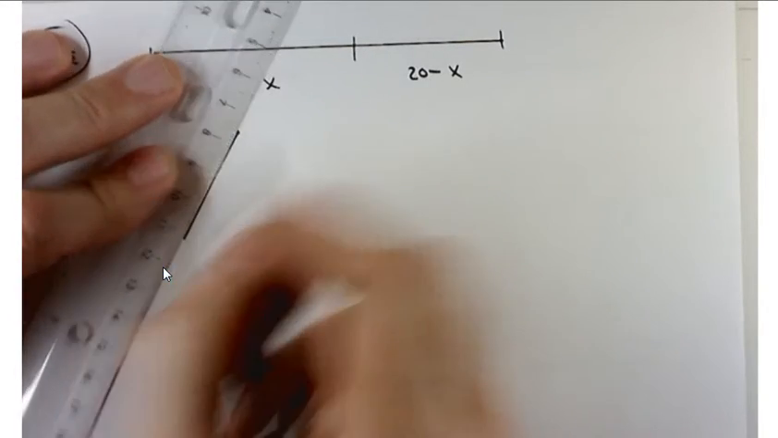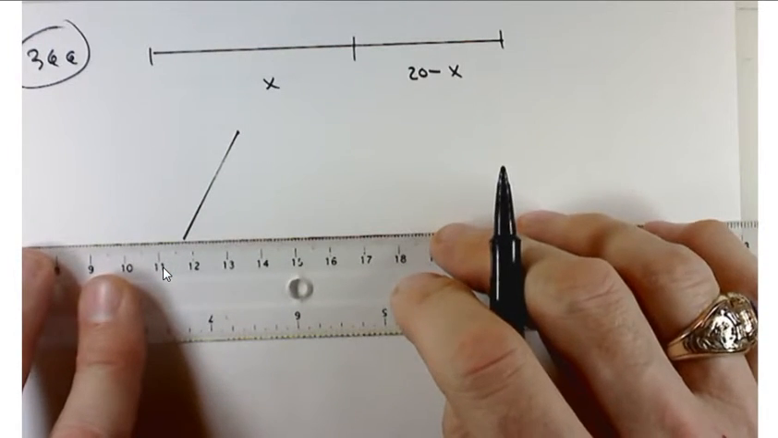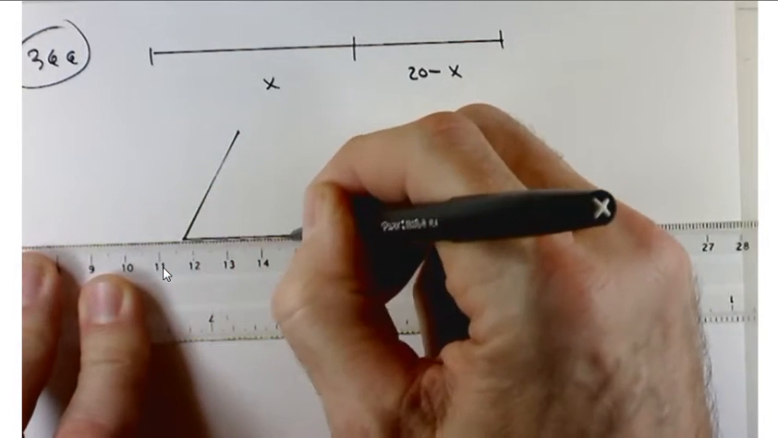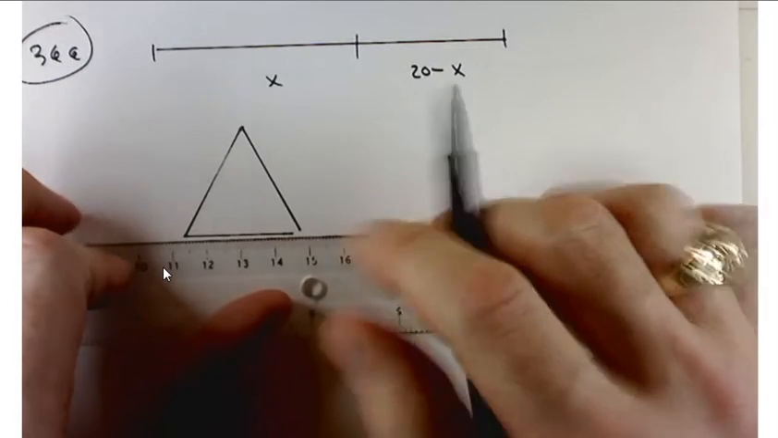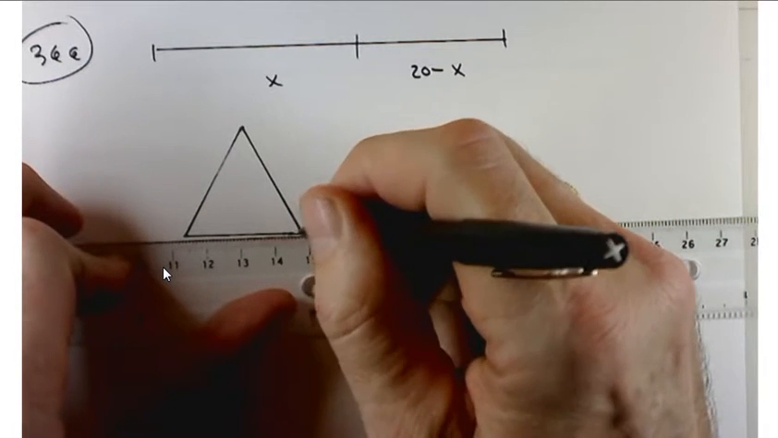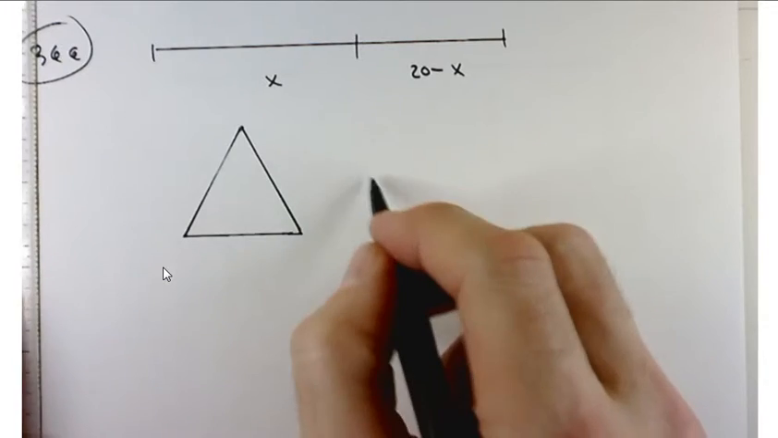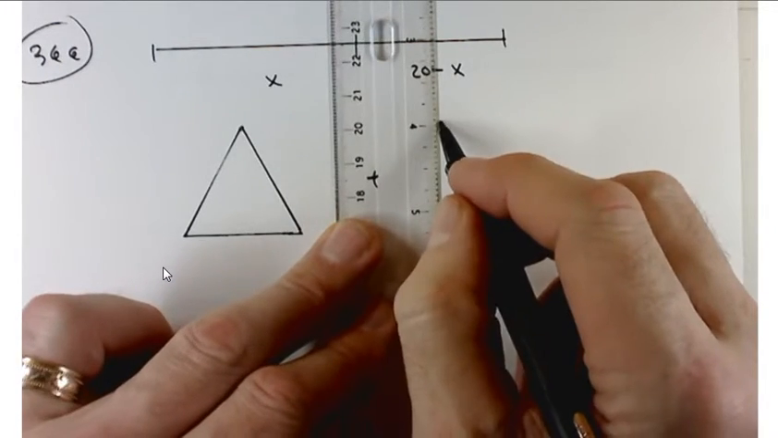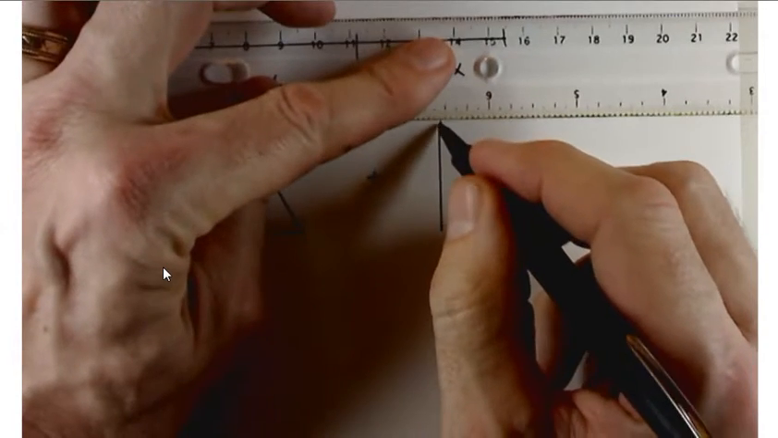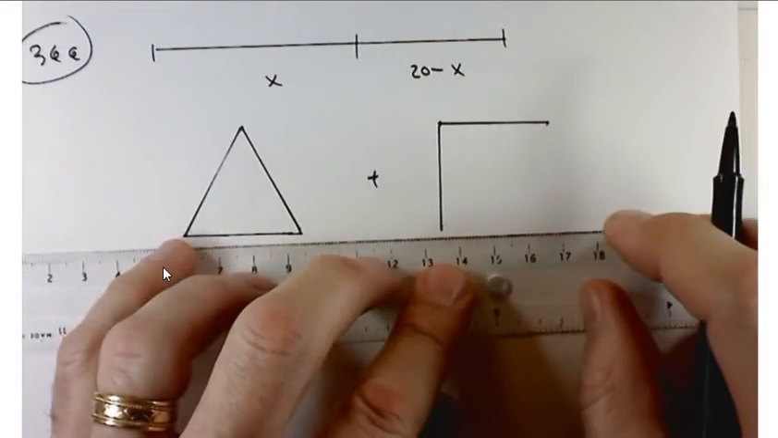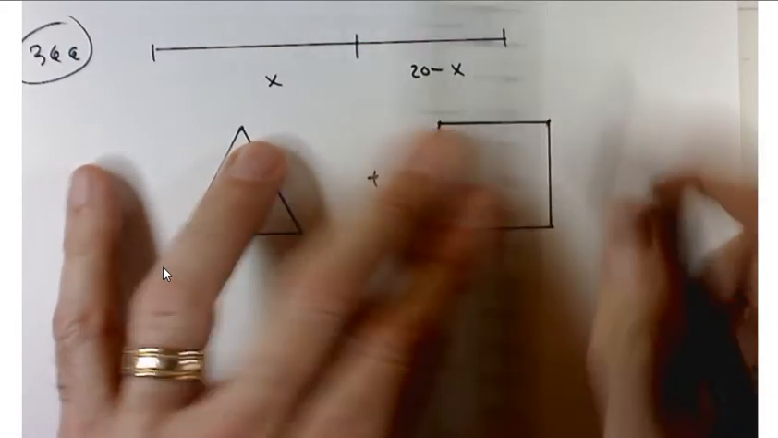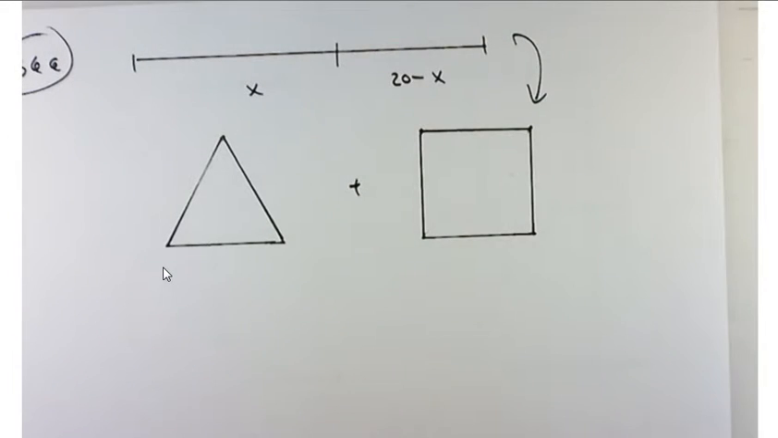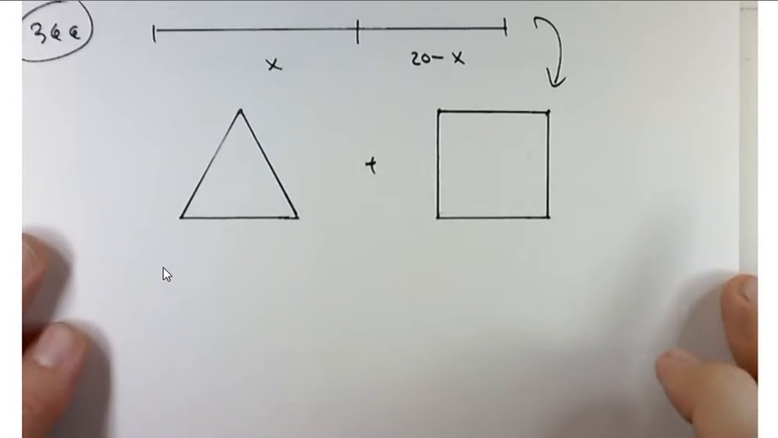So, okay. What's an equilateral triangle? All 3 sides have to be the same in an equilateral triangle. And then, of course, we also have a square. So let's draw a square with the remaining. So we're going to cut that wire into 2 shapes. We're going to find something that maximizes the area of these shapes.